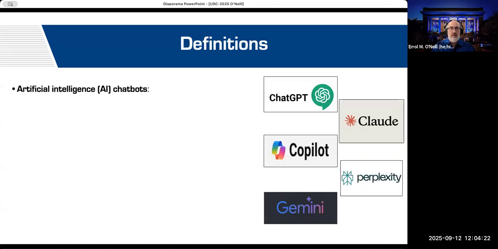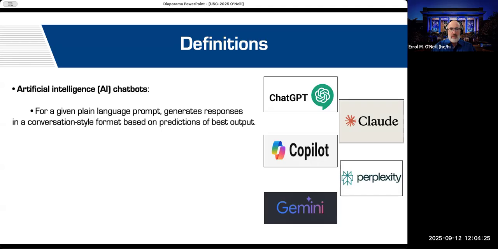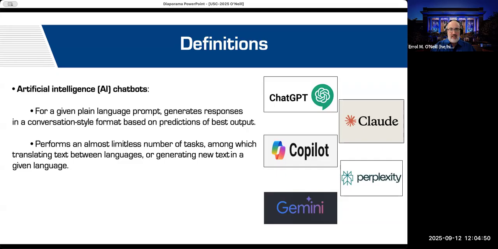Speaking of AI, AI chatbots work with a given plain text language prompt, and generate responses in a conversation style format. It's predicting what it, I hesitate to use the word thinks, because it doesn't think obviously as a human does, but it tries to predict what the best output is going to be for the prompt that the user enters. It can do almost an unlimited number of tasks, including translating text and generating new text in the language, and we'll go over some uses in a little while.